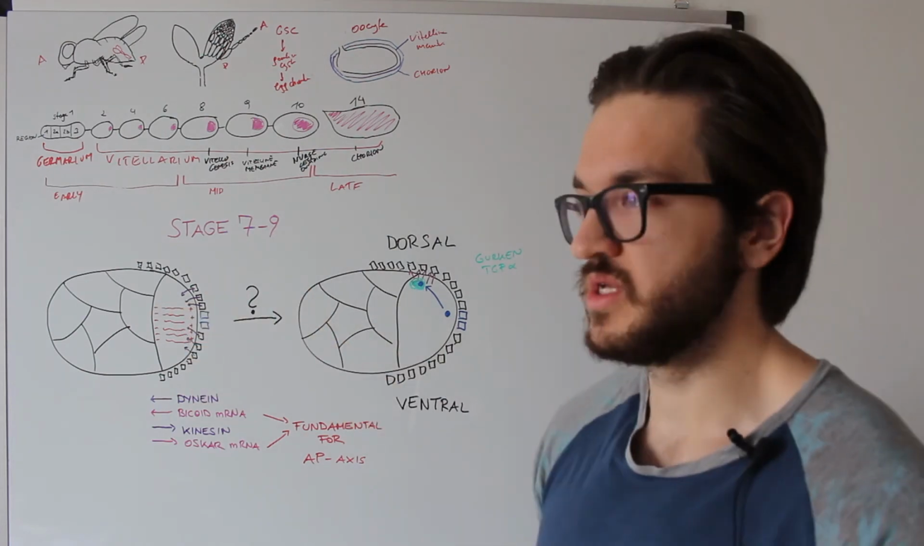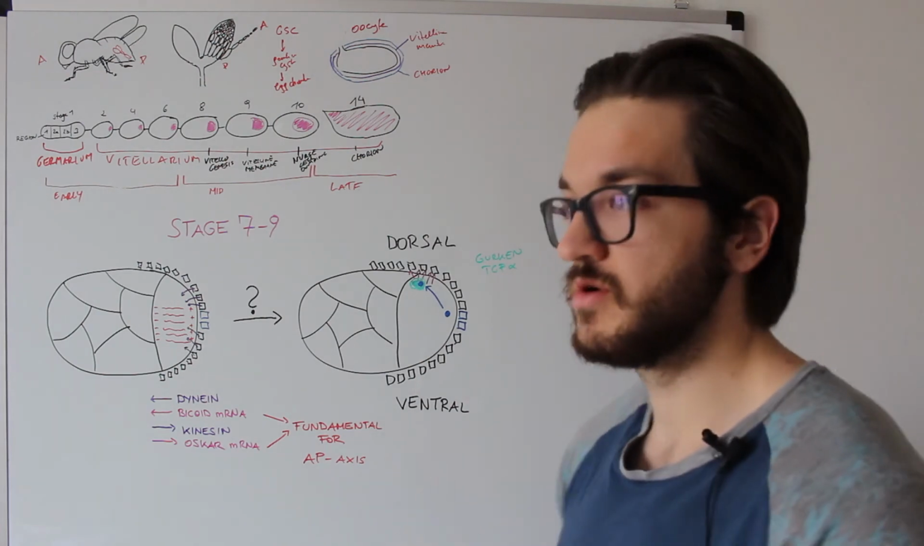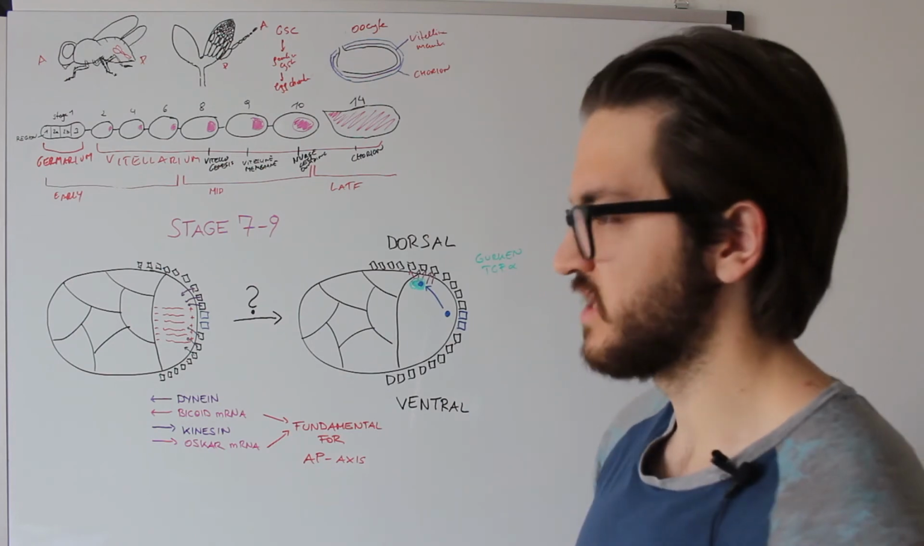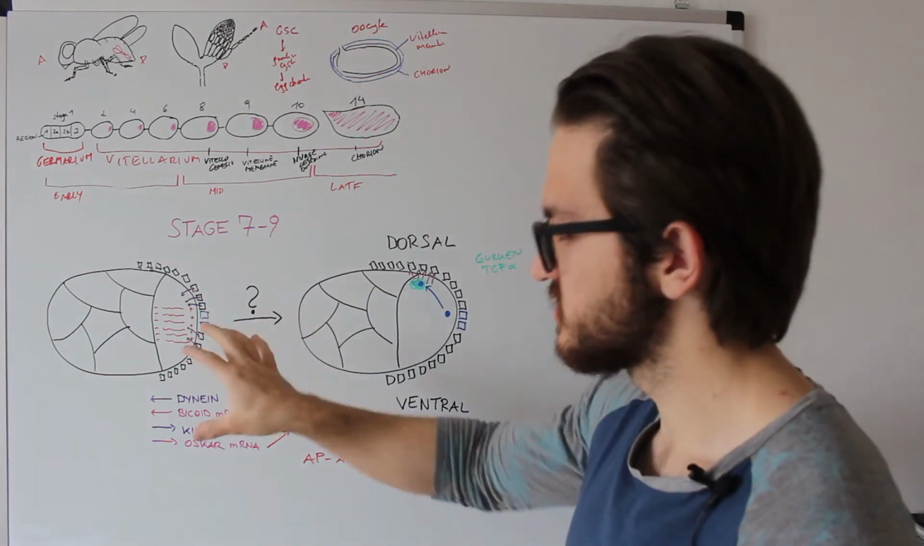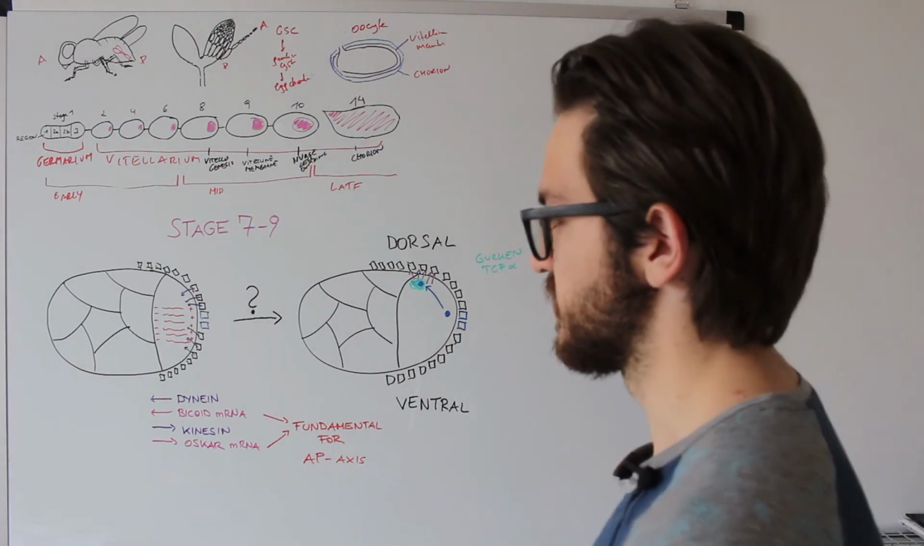And this asymmetry in molecule distribution is the beginning of the anterior-posterior axis and the beginning of segmentation, which is then of course way more complicated. But this is the very beginning, which will be important for early embryonic development.